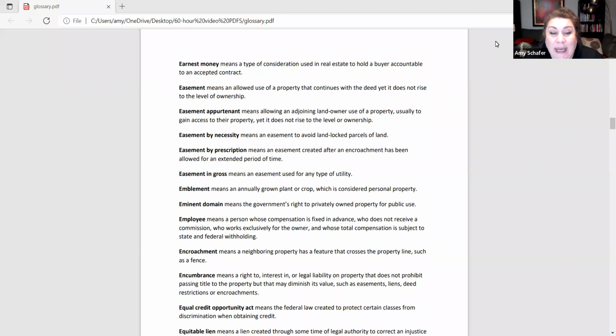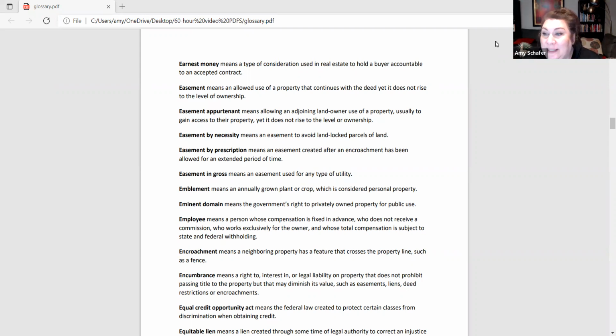Your eminent domain. I think this is a great option for a test question. This is the government's right to own private property for public use. This might be something that they acquire to widen a road. We've got to acquire all the land from those private owners to make for that public highway.